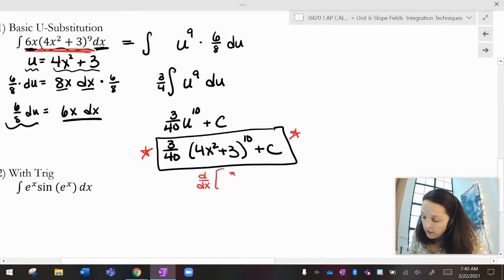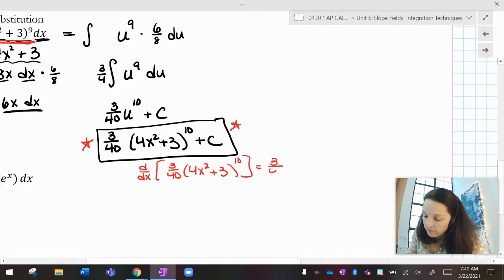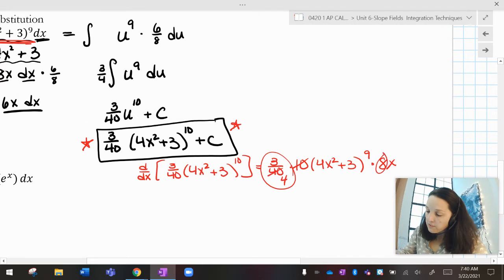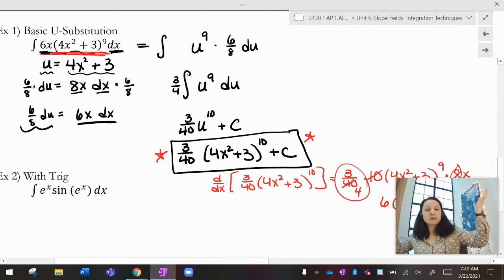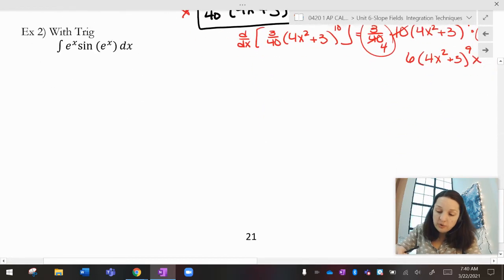d/dx of 3/40 times (4x squared plus 3) to the 10th is going to be, let's see, the 3/40 will stay. Bring down the power. Reduce it by 1. Multiply by the derivative of the inside. Well, 10 goes into 40 four times, and 3/4 of 8 is 6. So I'd have 6 times (4x squared plus 3) to the 9th times x. Yeah, that's 6x (4x squared plus 3) to the 9th. Ta-da! There you go. Let's come down here and do another one.